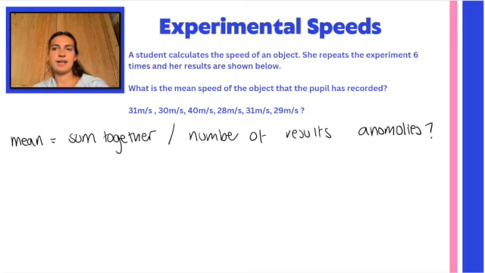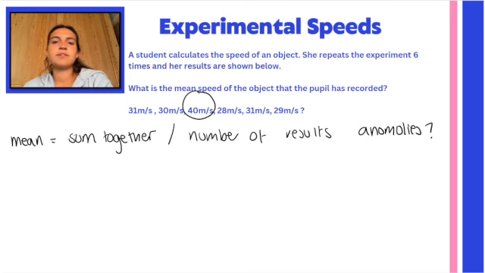That is, any piece of data that seems to be some kind of mistake because it doesn't quite fit the trend of the rest of the data. And if I look at my speeds here, they're all quite similar, apart from this 14 meters per second. And if I think that the student must have made a mistake with that result, then I shouldn't really include it in my calculation for my mean because that will skew my data.